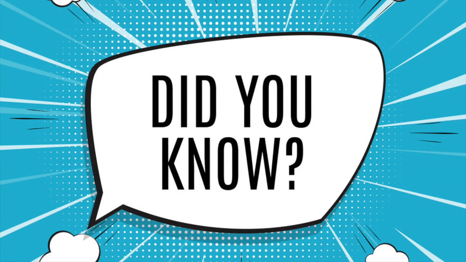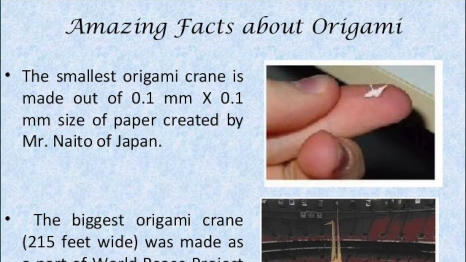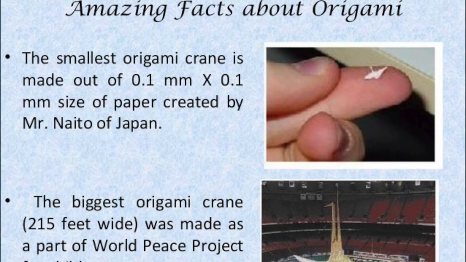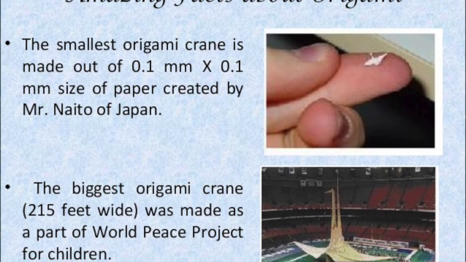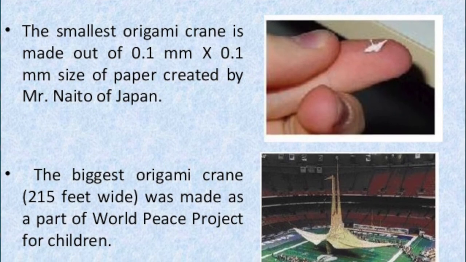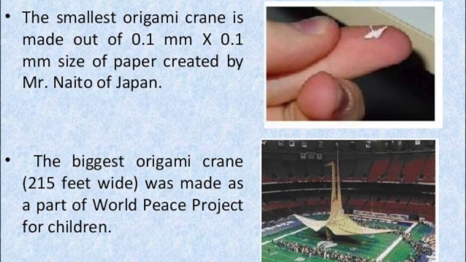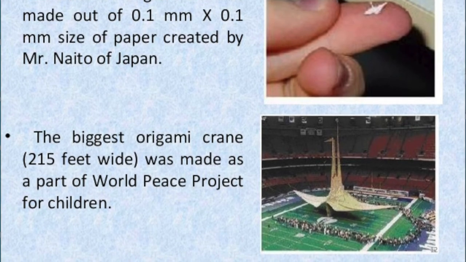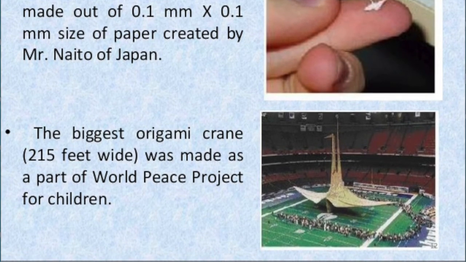Here is today's interesting fact. Did you know that origami, you know, that art of paper folding? Well, the smallest origami crane was made out of 0.1 millimeter by 0.1 millimeter size paper, created by Mr. Nieto of Japan. Wow, that's super and extremely tiny.